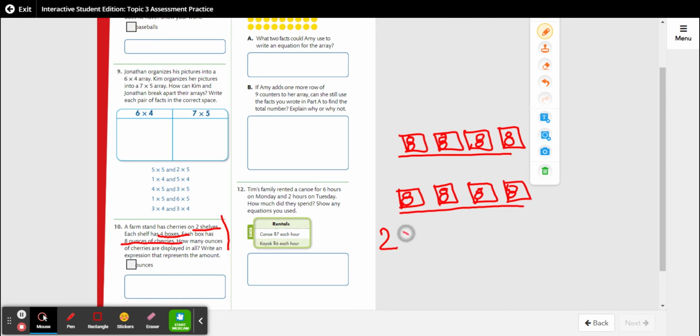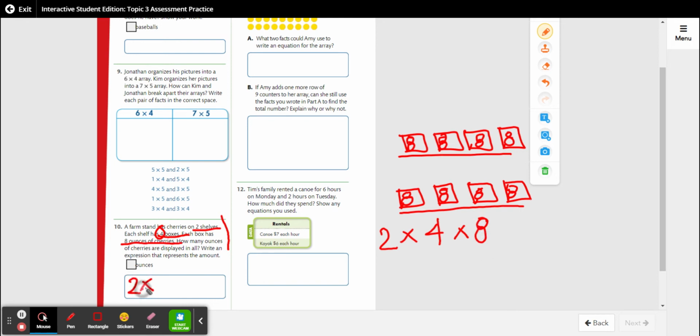How many boxes on each shelf? 1, 2, 3, 4, right? It says right there, 4. So 2 times 4. And then how many ounces are in each?